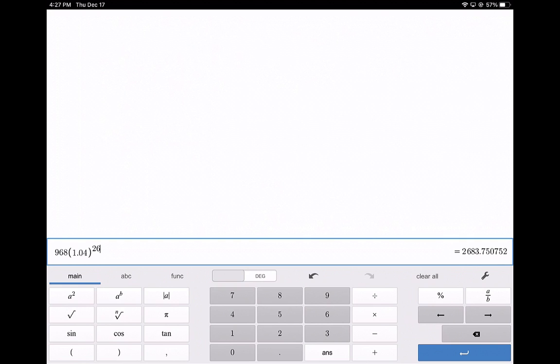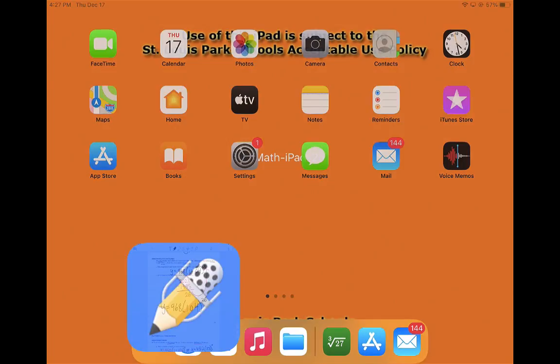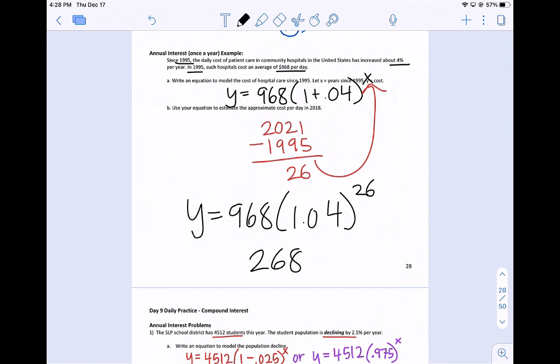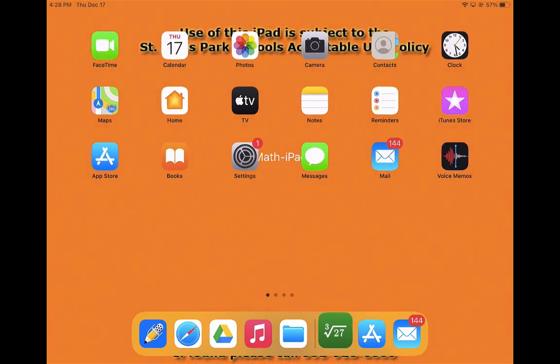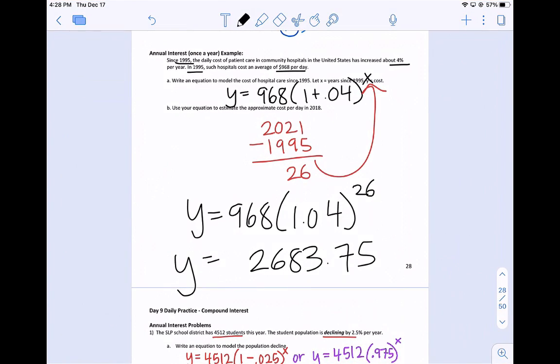Okay, so now if that trend continues on the same path as growing exponentially, now per day in the hospital, it would cost you $2,683.75. Let's write that down. 2683.75. Was it 0.75? Yes, it was. Okay. So that is exponential growth for you.